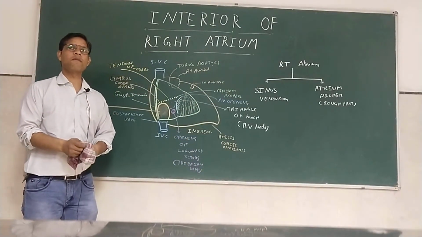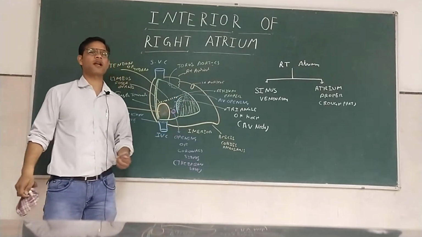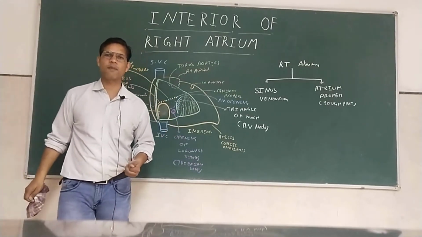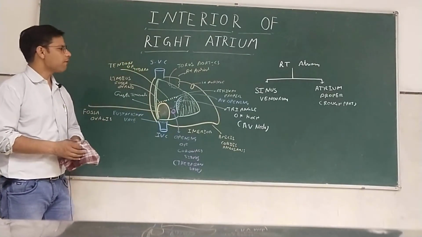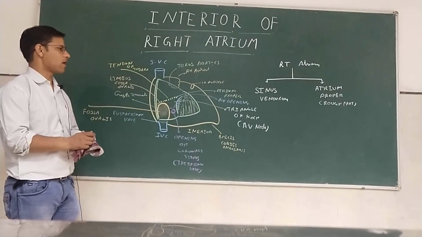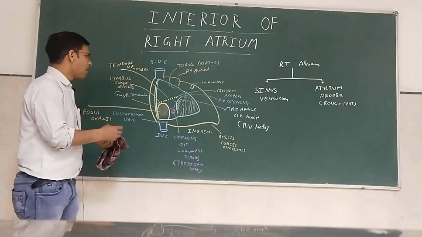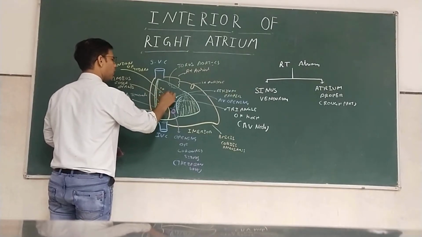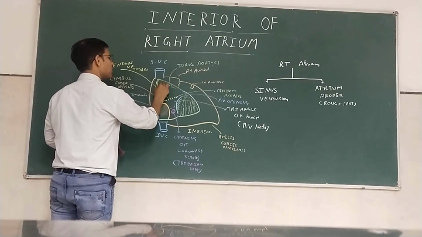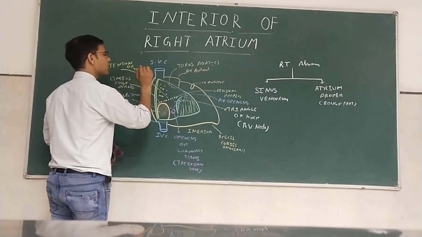Okay, these are few important features, and we should not forget about the AV opening, which is guarded by the tricuspid valve. These are few features. If I want to define these features in sinus venarum, not only that, very minute veins are opening into the smooth part of the right atrium.